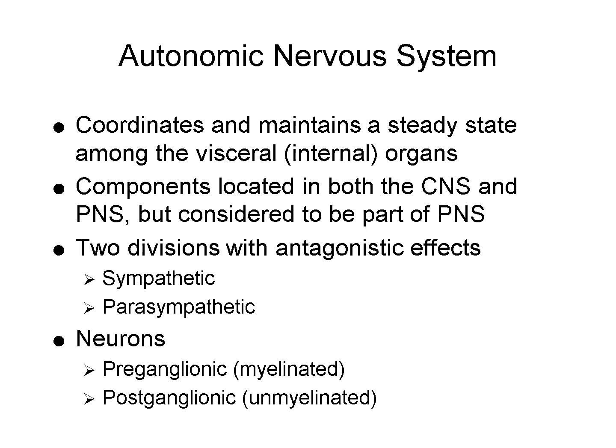It has components in both the CNS and PNS and is divided into two antagonistic branches, sympathetic and parasympathetic. It uses both preganglionic, or myelinated, and postganglionic, or unmyelinated, neurons to transmit signals to target organs.